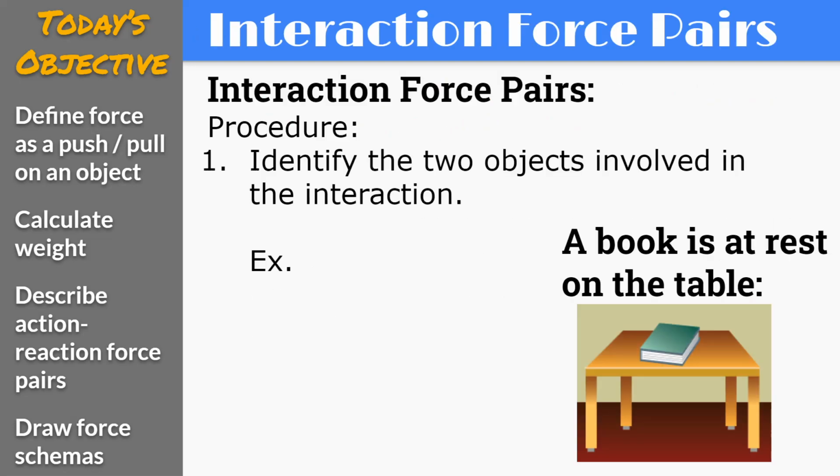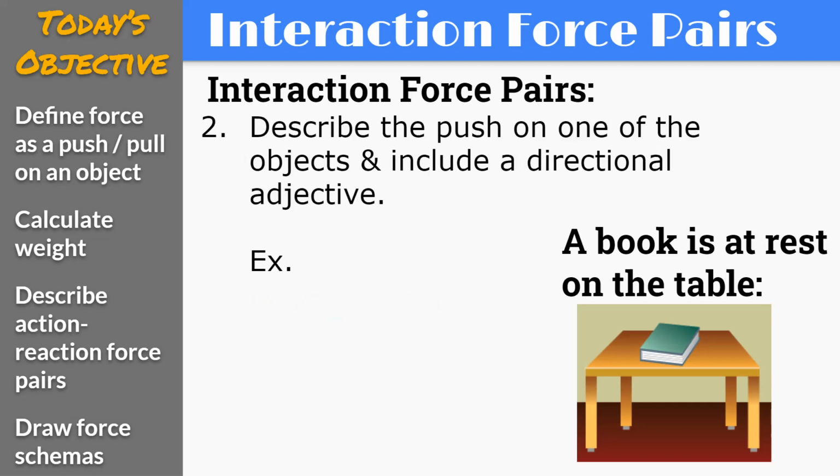So let's see if we can identify a really basic, easy force pair. For interaction force pairs, step one is to identify two objects involved in the interaction. I'm going to give you an easy example, and I think we looked at this last unit as well. A book is at rest on a table. We're going to identify the two objects: book and table. Could you pick other objects? Sure, but we're going to go with the most basic objects here. I'm not going to include the floor or anything else right now. So, book and table.